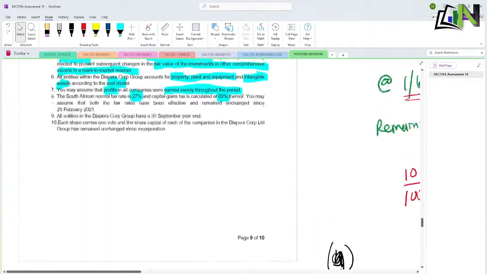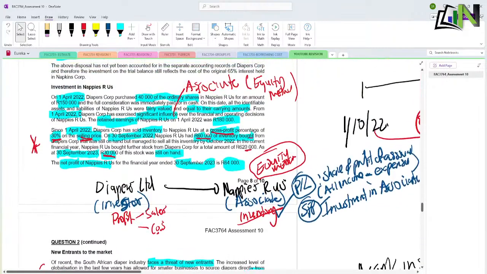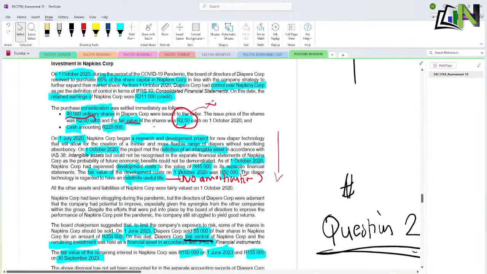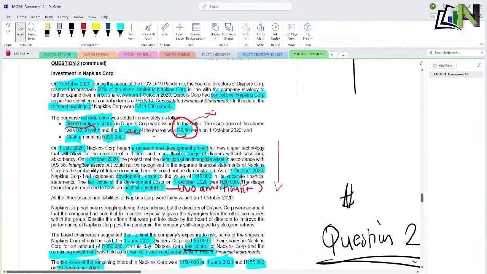Right, so we're going back to the transaction that talked about Napkins, our subsidiary. We want to know how much our share capital is and how much our retained earnings are. The share capital is not expected to change at all, but the retained earnings change, and so therefore we want the retained earnings at acquisition date, on the 1st October 2020.